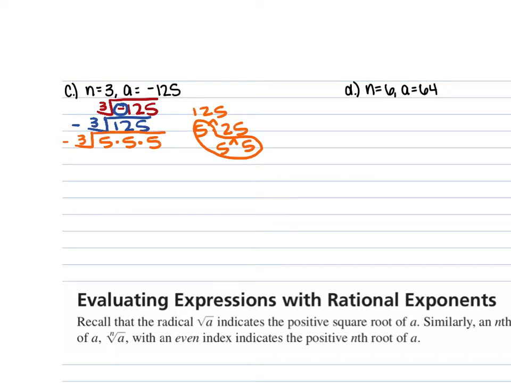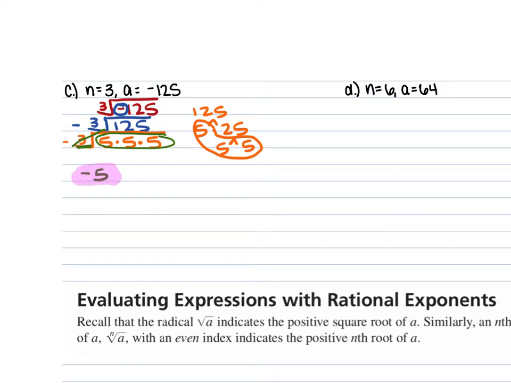Now that my radical has the prime factorization of that 125 underneath it, I'm going to look at my index. My index is 3. I'm going to ask myself, do I have 3 of the same number underneath the radical so I can eliminate the radical? My index is 3. I have 3 5s. So the cube root goes away, and I just write one of those 5s down. I apply the negative, and I'm all done.